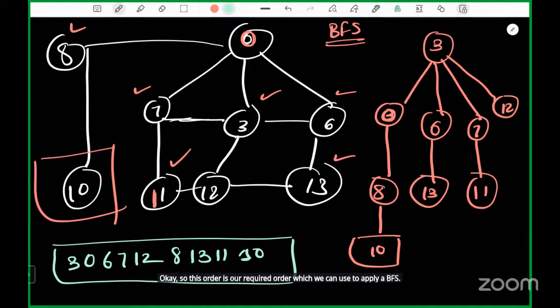Okay, is that clear? Any doubt in BFS? Ma'am, in the exam question, is it 13, 11, and 10 at the end? The last one? Yeah, 13, 11, and 10.